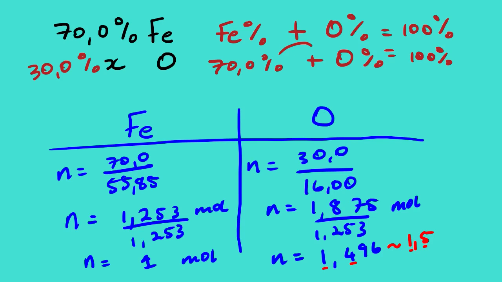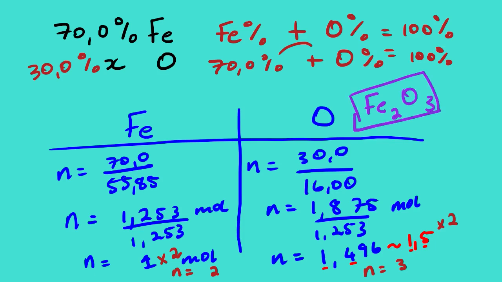What we do is multiply all these numbers of moles by 2. So you multiply this by 2, multiply this by 2. So n will be equal to 2, and then the other n will be equal to 3. So the empirical formula will be Fe2O3.